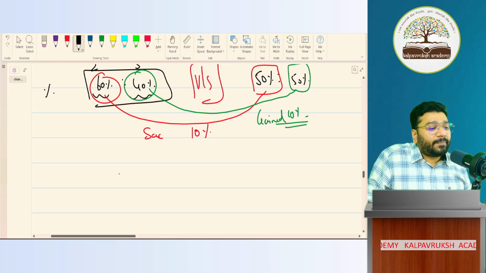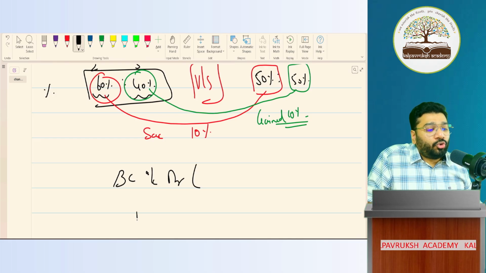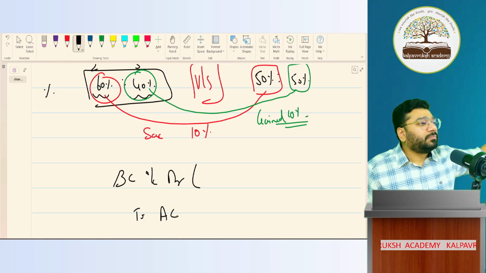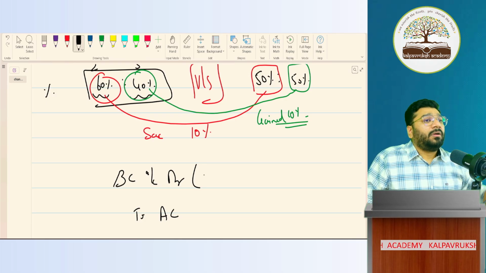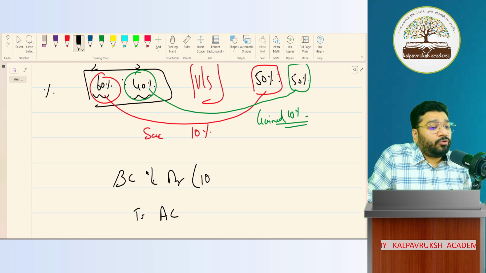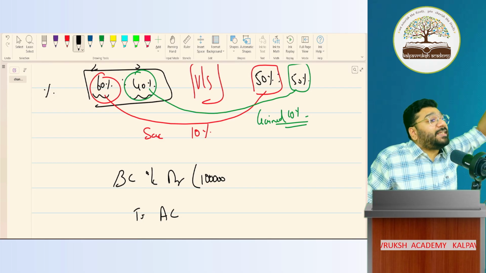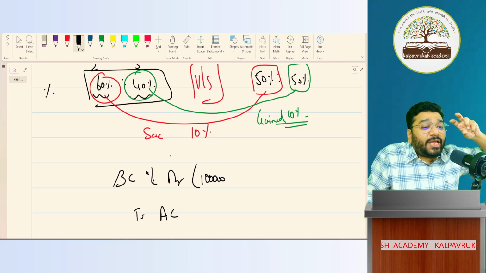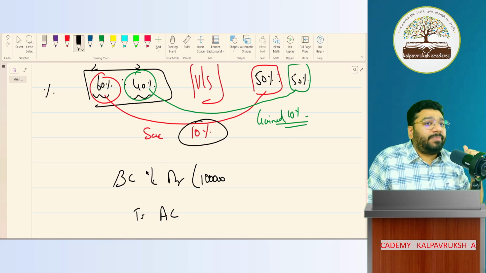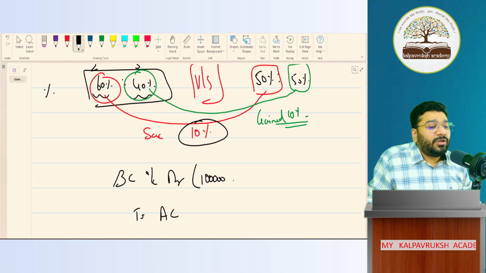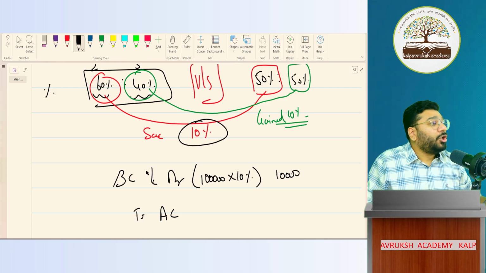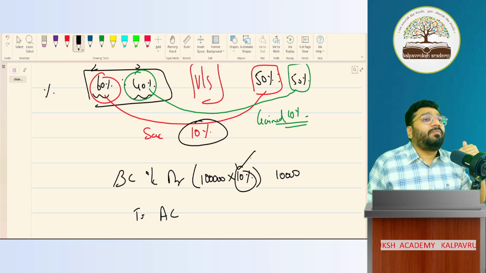What is the journal entry? Bala's capital account debit to Anu's capital. What does this mean? The total future profit is how much? 1 lakh rupees. Yes or no? In that, how much percentage of partnership is there a change? There is a change in profit sharing ratio to the extent of 10%. 10% is sacrificed, so multiplied by 10%. How much is the amount? 10,000. So 10% extra has gone to Bala.